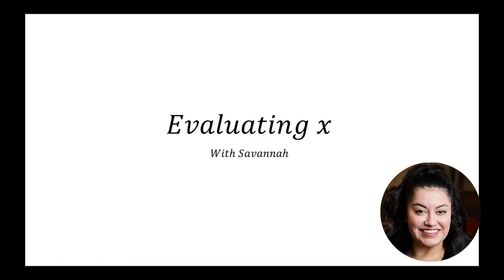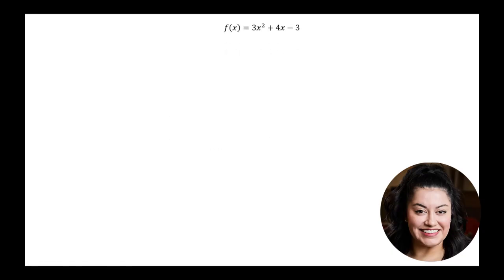Hello, my name is Savannah, and in this video we'll be discussing evaluating x. If we are given an equation that looks like this and asked to find the following for the function, the first being when your x value is equal to 0, you will get your original equation and you will replace each of your x's with 0. After running this through your calculator or calculating, you will get an ending result of -3. That means that f of 0 is equal to -3.